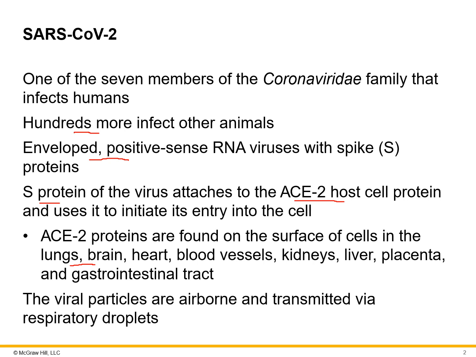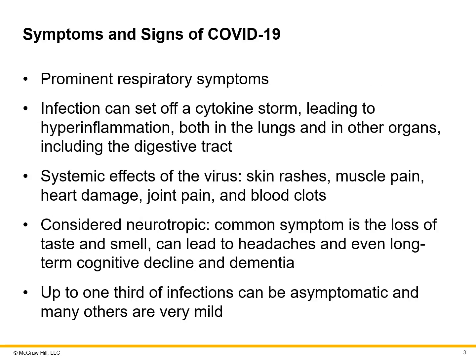So they're found in multiple places. And this is what causes so many different symptoms to occur, because each person seems to be impacted by which cells they're actually able to infect. But again, in order for them to attach, they have to attach to a cell and a protein on that cell. These viral particles are, of course, airborne and transmitted through respiratory droplets.